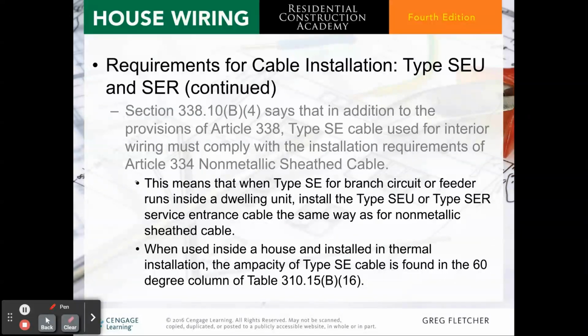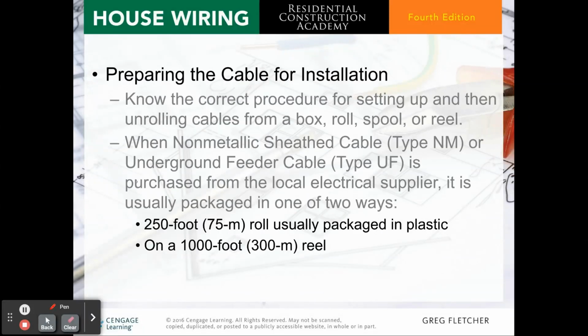This means that when Type SE for a branch circuit or feeder runs inside a dwelling unit, install the Type SEU or Type SER service entrance cable the same way as for non-metallic cable. When used inside a house and installed in thermal insulation, the ampacity of Type SE cable is found in the 60-degree column of Table 310.15(B)(16).